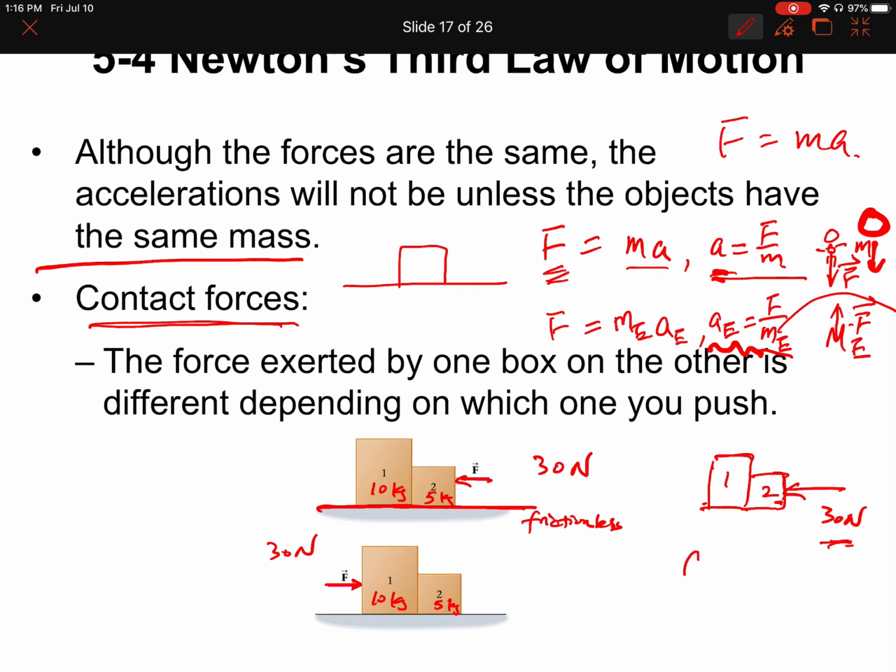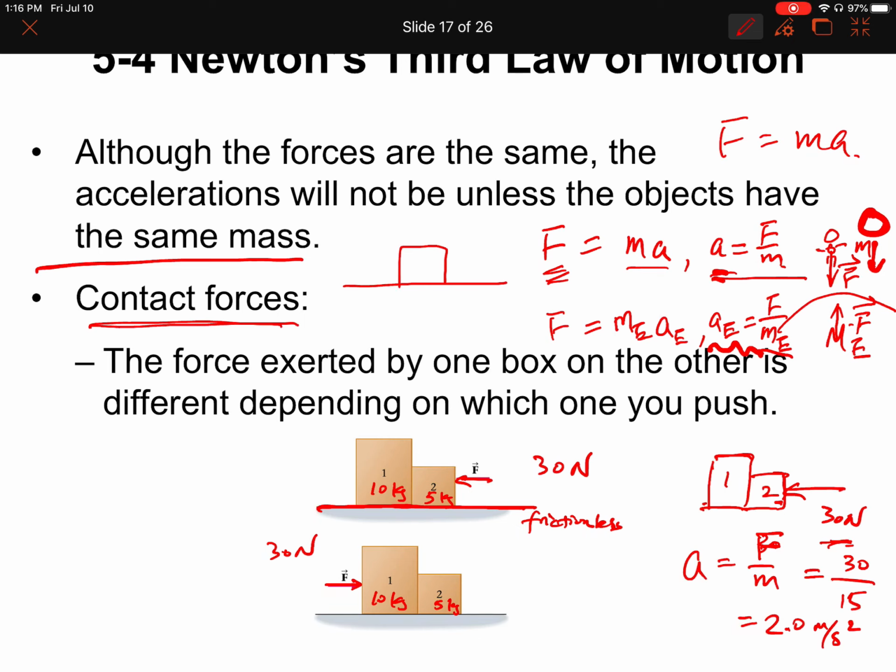So you can tell the acceleration of this whole group is equal to F over M. Total F is 30 Newton, M is 10 plus 5 equal to 15, right? Equal to 2.0 meter per second squared. Okay. Well, you can tell both of the boxes move with the same acceleration.